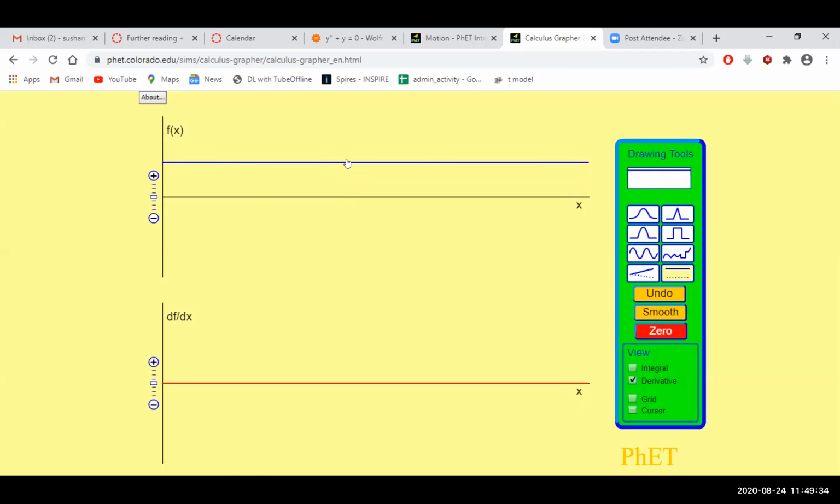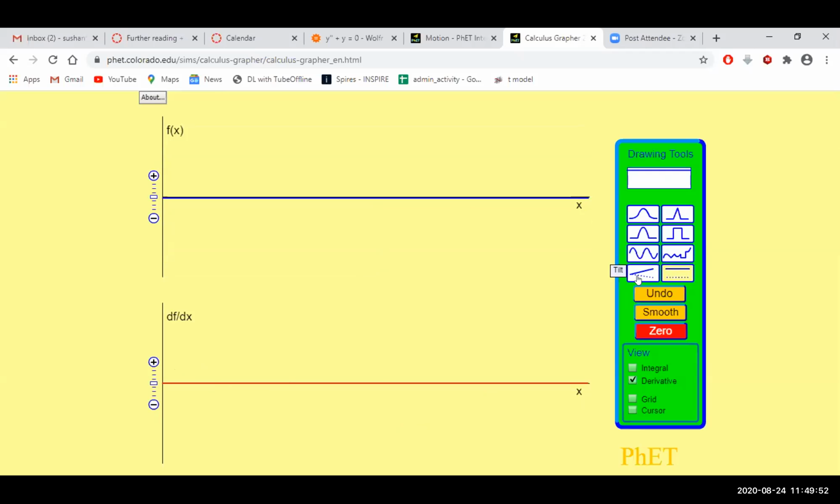So you can see that when a function is constant, it's not changing. So its derivative is going to be 0. So the derivative given over here by this red line is always going to be 0. No matter what the value of f is, a constant function always has 0 derivative.